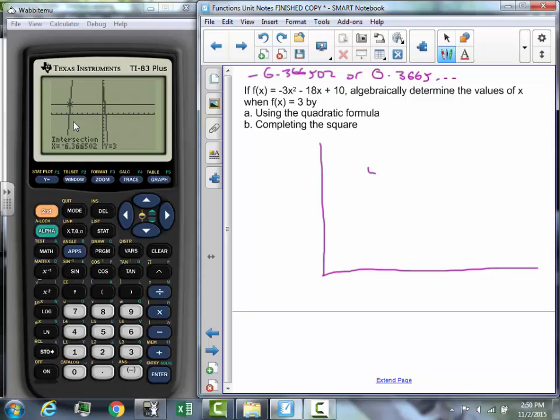It's not working? So, second, calculate, intersect. Just press it 3 times basically. Did you only press it twice? No, you want to do it again. Second, calculate, intersect. 1, 2, 3 times there. There's the other one.